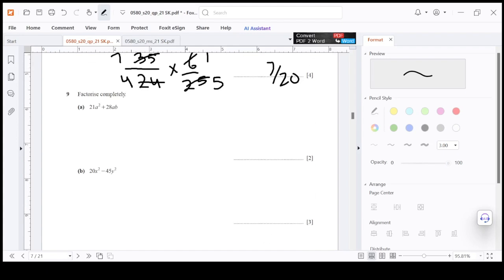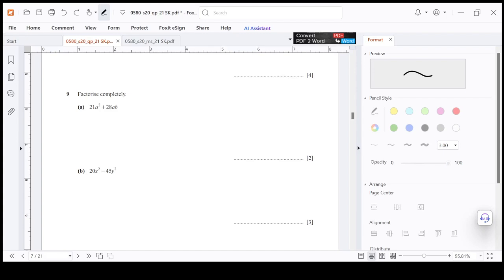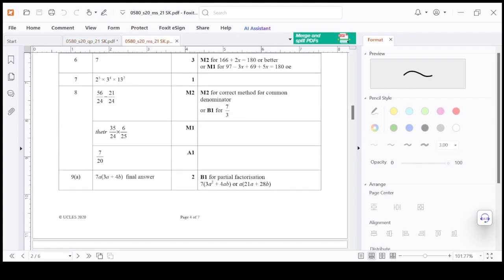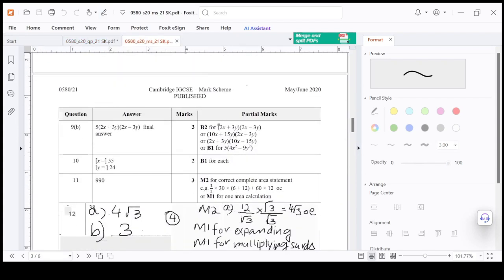Okay, next is factorize completely. So we can take 7 common and a common. So we get 3a plus 4b. This is the factorized form. Yes, that is correct.